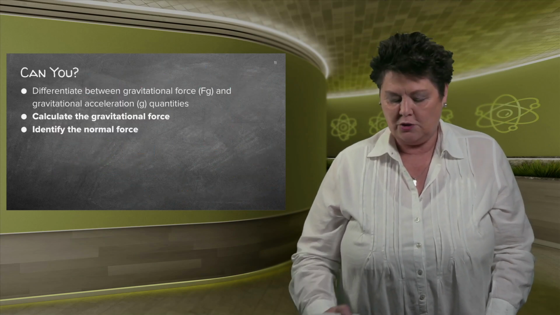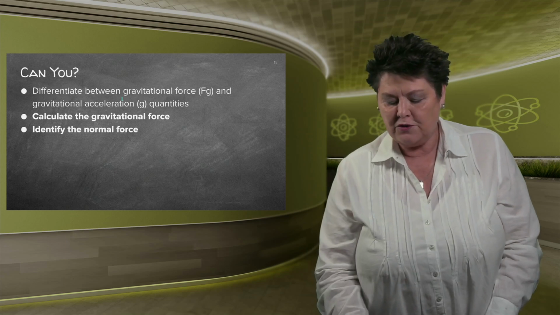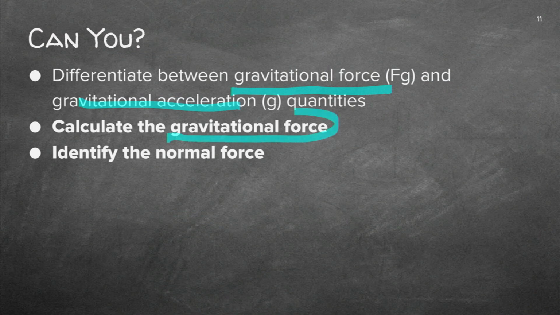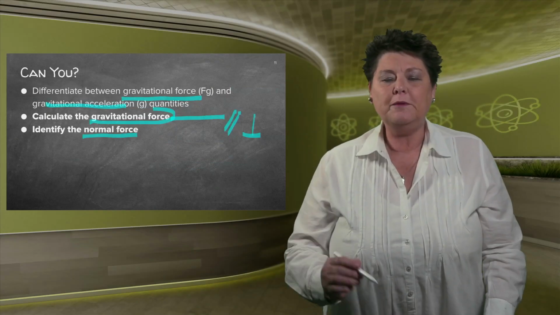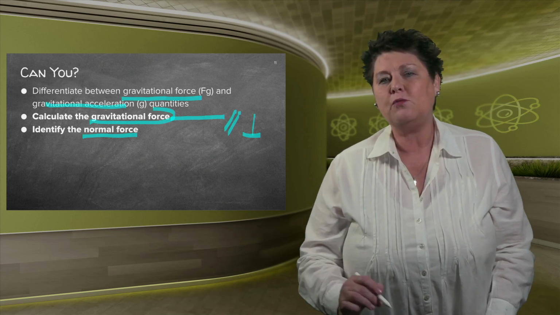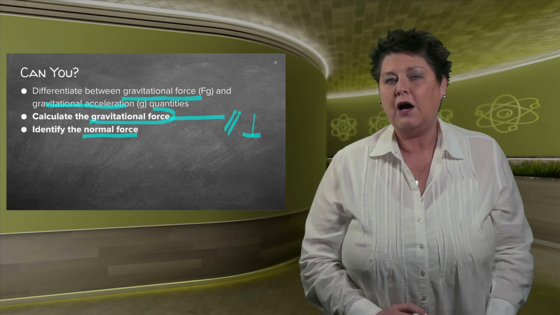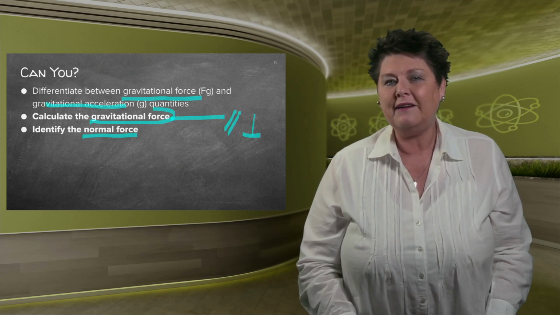Important slopes. You will be asked to do slopes. Differentiate between gravitational force and the 9.8. Calculate the gravitational force and the normal, and from the gravitational force, find your parallel and your perpendicular components. You will be asked this in grade 11 as well as in grade 12, so make sure that you can do these calculations. Hope you understood.